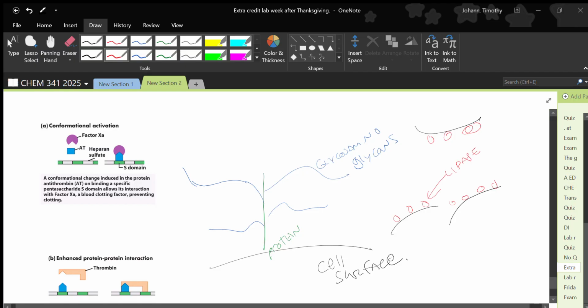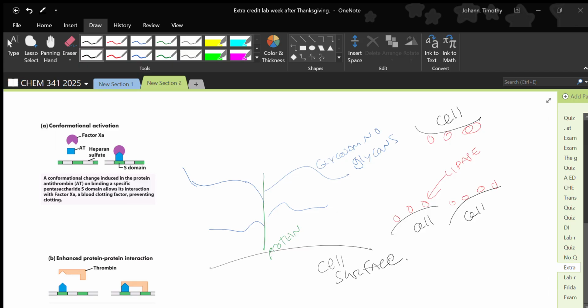And there is an actual official figure. So this is a cell, this is a cell, this is a cell. And the point is that we have these proteins sticking up, like hairy filaments out there that are negatively charged, which help collect things to cells.